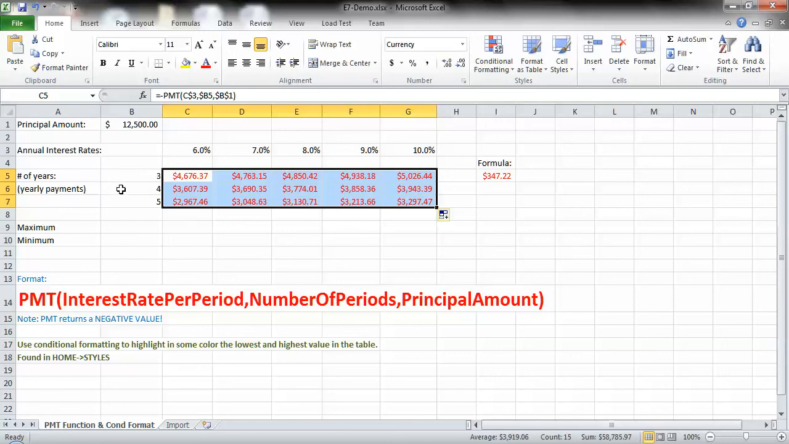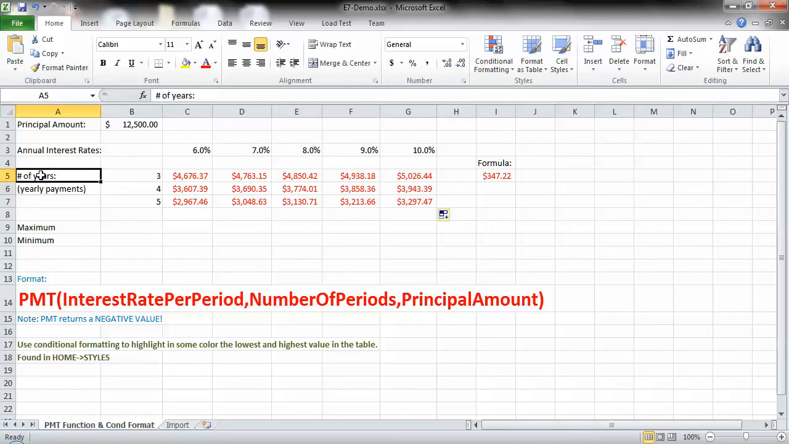That's how you do the payment function. This is based on annual, yearly payments. Now, if we change this to monthly payments or daily payments, God forbid, we have to change this formula. Okay, we'll do that in the next video.